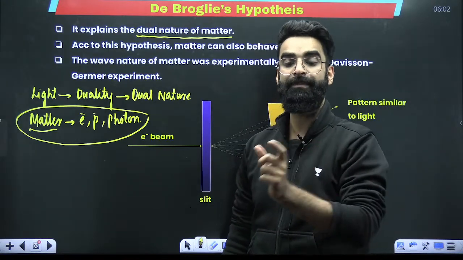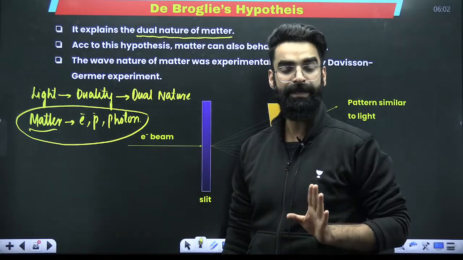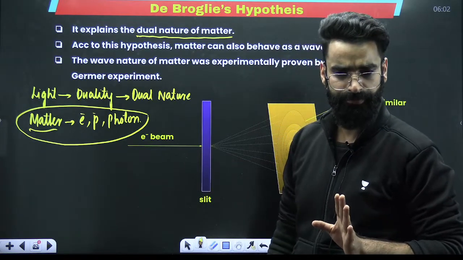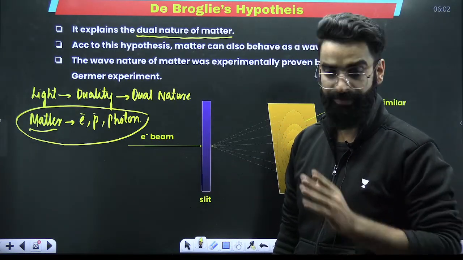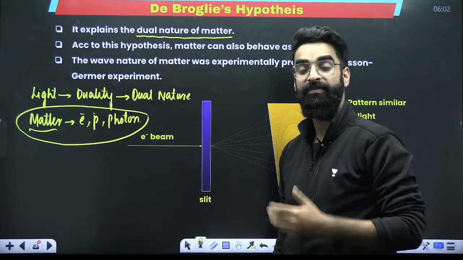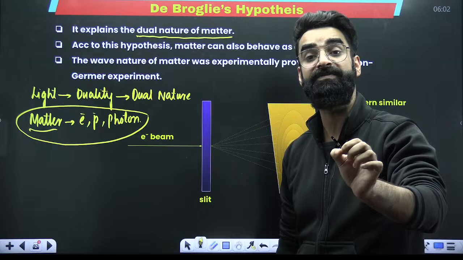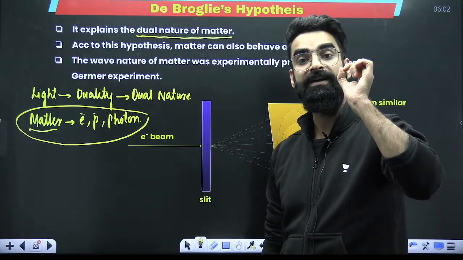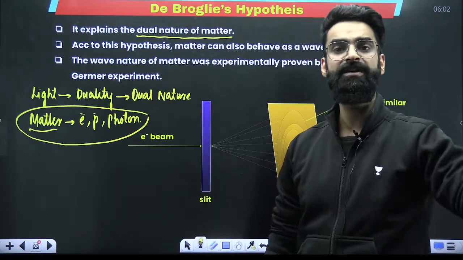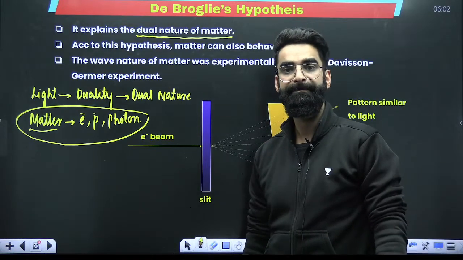He gave the relation between lambda and p. Lambda is inversely proportional to p, right? Perfect. Lambda is inversely proportional to p. And we got all the results by means of which we can calculate the de Broglie wavelength of a de Broglie wave which is associated with some object, right?